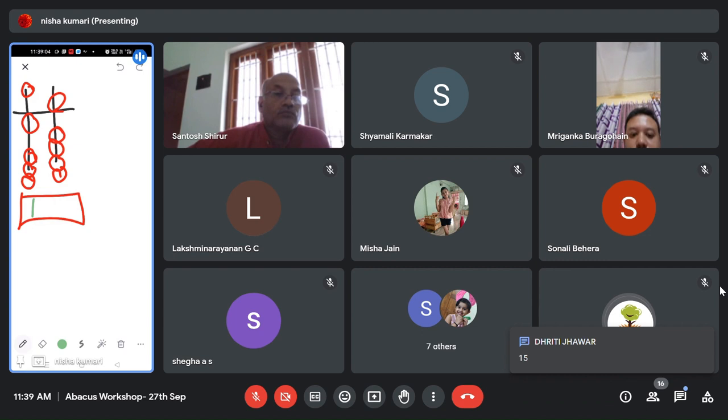But the student is going to get confused in this. Like, what is the upper bead value? What is the down bead value? If I'm touching now, the student used to get easily confused. This is 1 and this is 5.